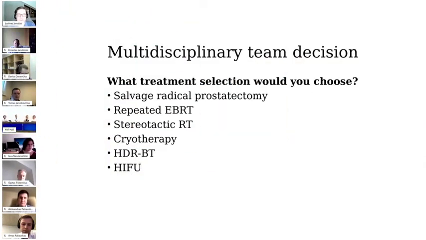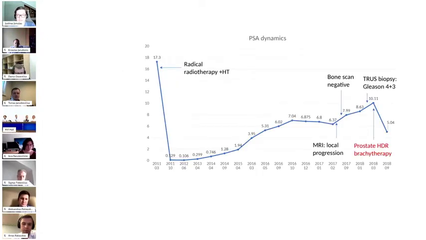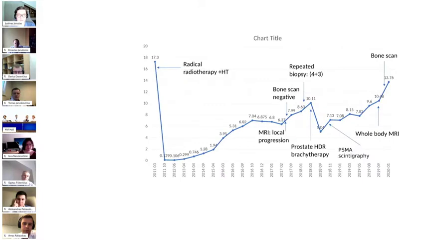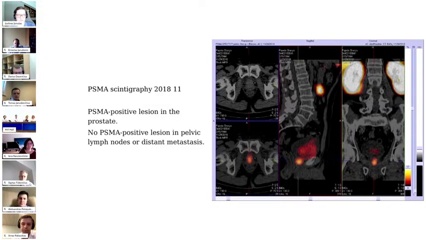Yeah, so the multidisciplinary team decided to perform salvage high-dose radiobrachytherapy, and 2 fractions of 11 grays were delivered to the prostate and base of seminal vesicles. The patient had a decrease of PSA level from 10 to 5 nanograms per milliliter. However, PSA started to climb soon, and, well, here we go. PSMA scintigraphy was performed, and maybe Dr. Tiškevičius may shed some light on this.